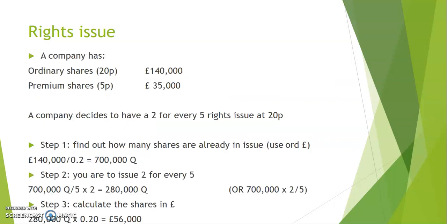So you have a company that has ordinary shares of £140,000. This is what they have already. They have premium shares of £35,000, and these are at 5p. So lots of 20p's that equate to 140,000, and lots of 5p's that equate to £35,000. This is simply what the company has already to date.